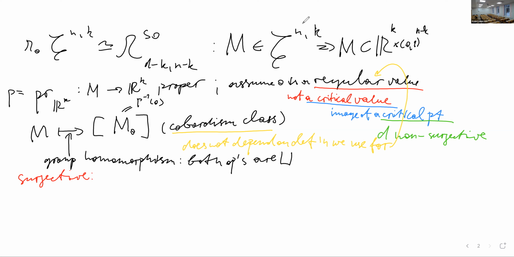Now we want to prove that this homomorphism is an isomorphism. Let's prove that it's surjective. Well, the surjectivity is easy. M naught cross R^(n minus k) goes to the class of M naught.